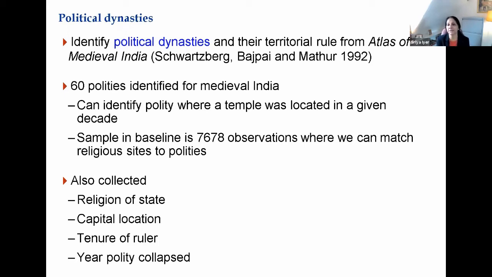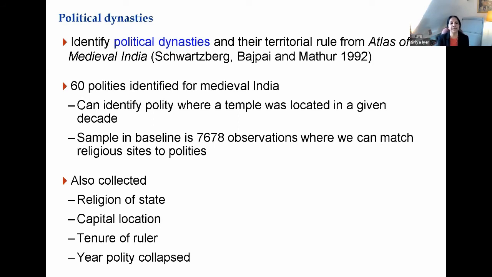Now, in about 70% of the cases we can match, and in 30% of the cases we can't match the religious site to the polity. The reason for that is that some temples are located in caves or mountains, which means that they are very remote, so they don't fall under a polity. In other cases, polities are very small, so they don't come under the atlas and the polities that are established. Because of these reasons, in the results that I'm going to present, I'm only going to confine myself to the religious sites where we are able to match the polities. We also do the analysis with another matching strategy for the ones where we don't, but I can talk about that when we talk about robustness.